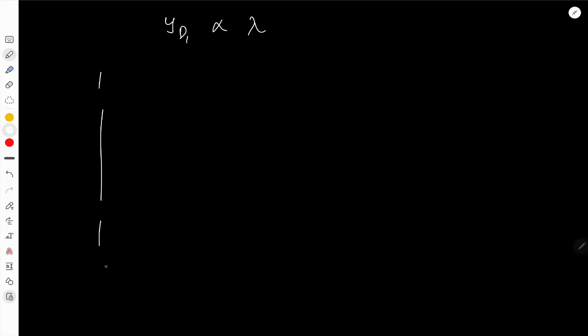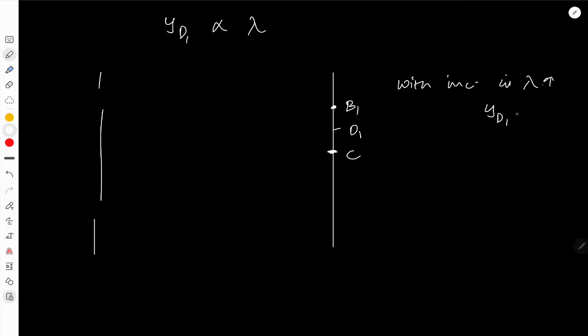Now let us draw the slits in order to get a better understanding of what we are actually thinking of. Over here is our C, this is our bright one, and over here this is our D1. So with increase in wavelength, there would be an increase in the distance yD1, that is, it would go further.